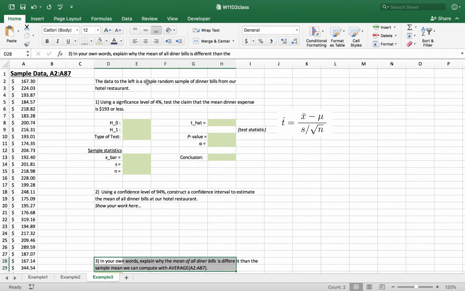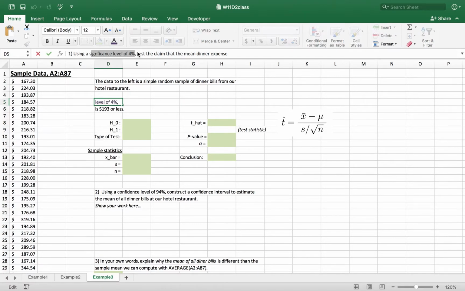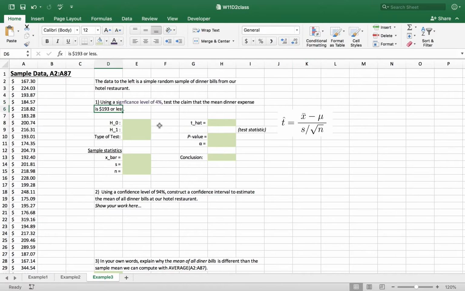The data to the left is a simple random sample of dinner bills. We want to use a significance level of 4% to test the claim that the mean dinner expense is $193 or less. So again, we're dealing with a mean, so our hypotheses will be regarding the population parameter mu. And we're looking at a claim of mu less than or equal to 193. Remember, the equal part, or the less than or equal, always goes with our null hypothesis. So our alternative hypothesis in this case is that the actual mean dinner bill is greater than $193.